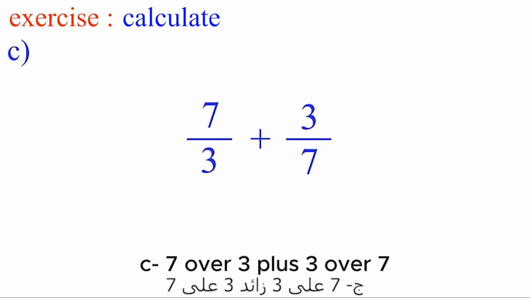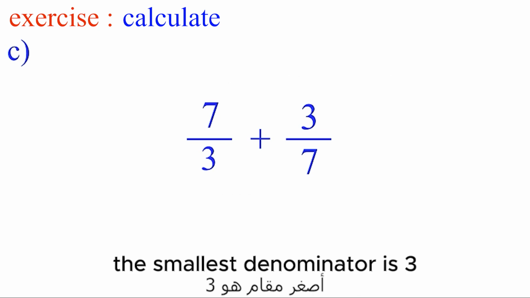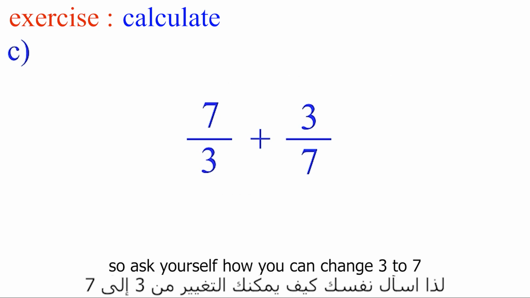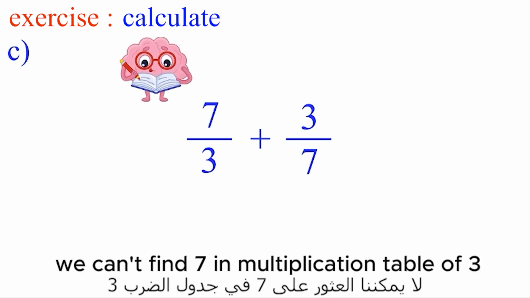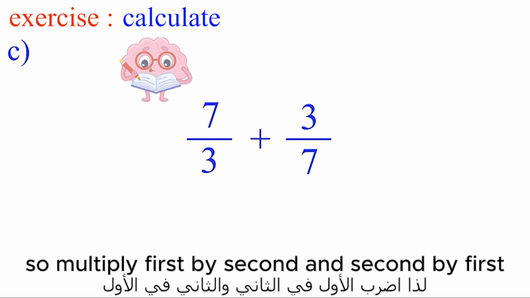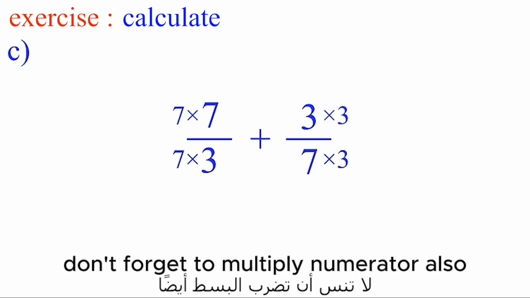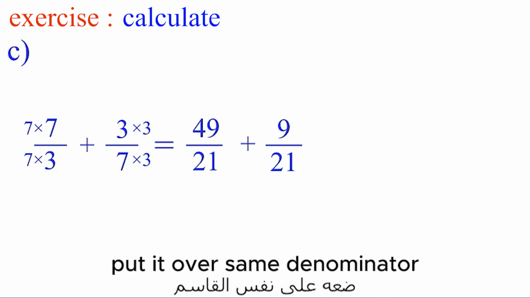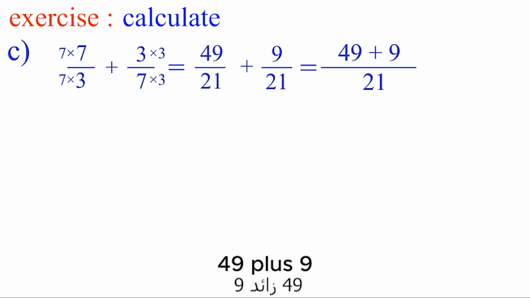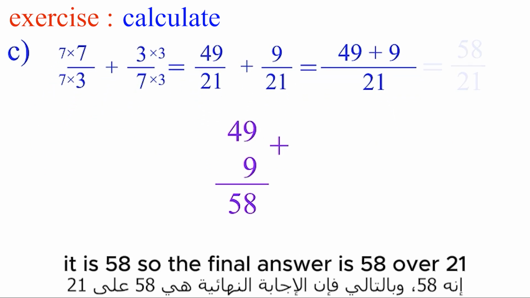c, 7 over 3 plus 3 over 7. The smallest denominator is 3, so ask yourself how you can change 3 to 7. Right, you can't change, because we can't find 7 in the multiplication table of 3, so multiply the first by the second and the second by the first. Don't forget to multiply the numerator also. The fraction becomes 49 over 21 plus 9 over 21. Put it over the same denominator, 49 plus 9. It is 58, so the final answer is 58 over 21.